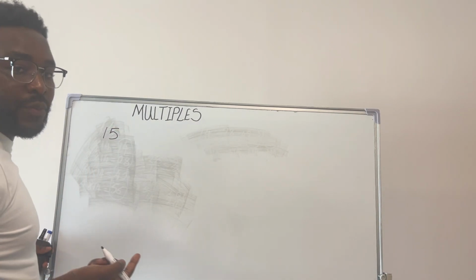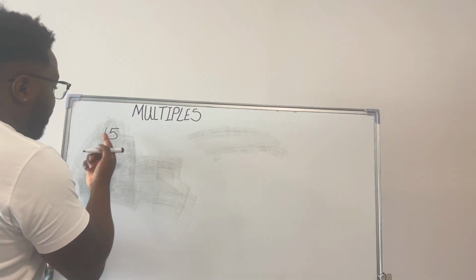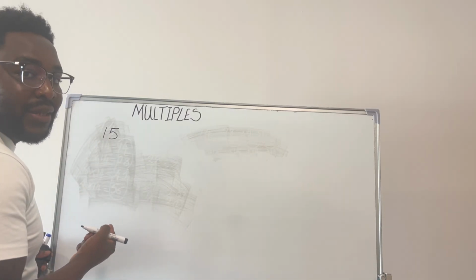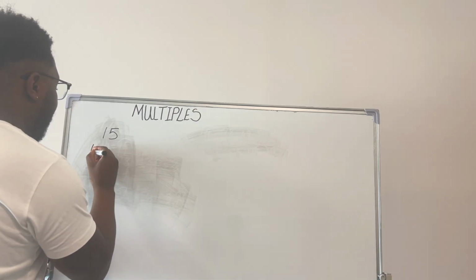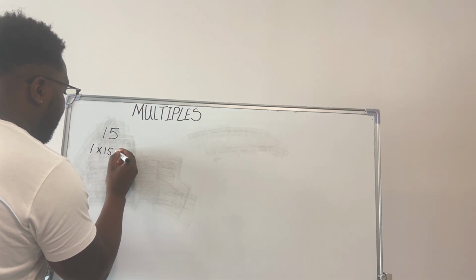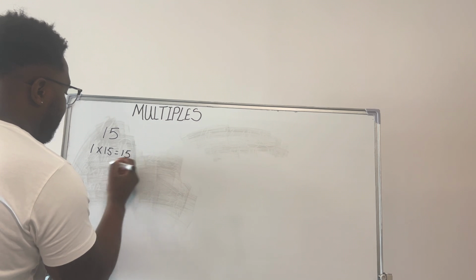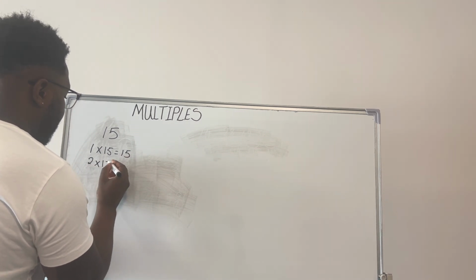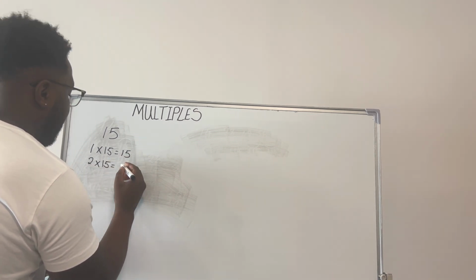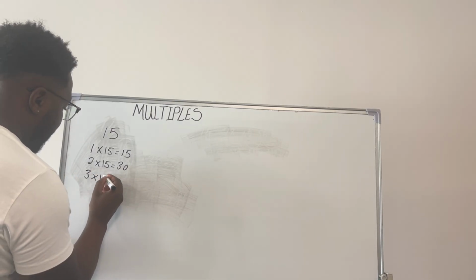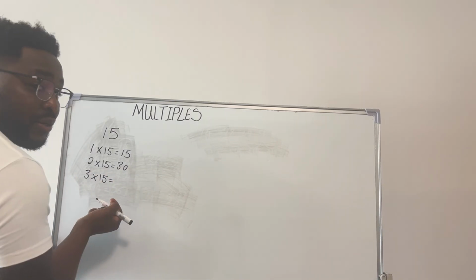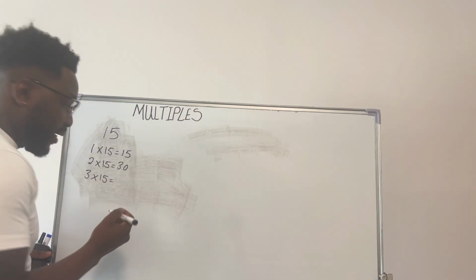Yes, we want to find multiples of 15. So remember, we're just looking for numbers that are in the 15 times tables, right? So we are multiplying 1 by 15, which gives me 15. 2 by 15 gives me 30. 3 multiplied by 15, what does that give us? That gives us 45.